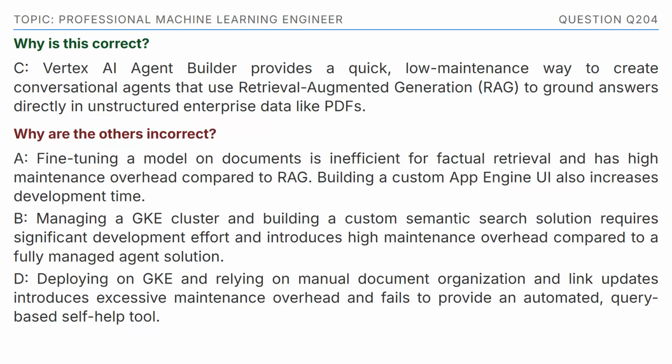Why is this correct? C. Vertex AI Agent Builder provides a quick, low-maintenance way to create conversational agents that use Retrieval-Augmented Generation (RAG) to ground answers directly in unstructured enterprise data like PDFs.